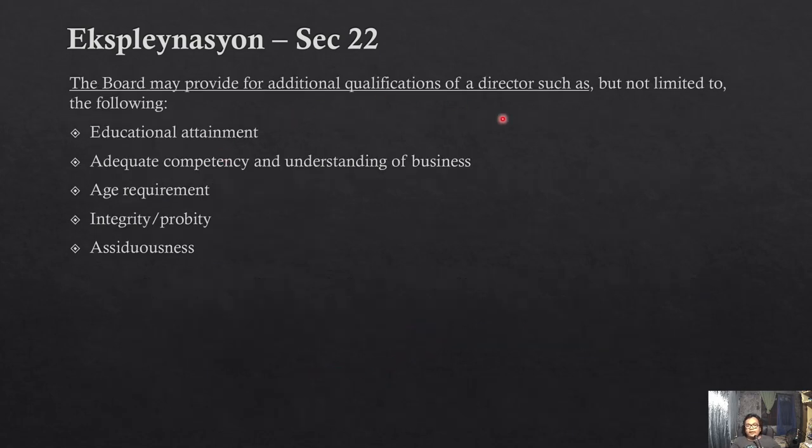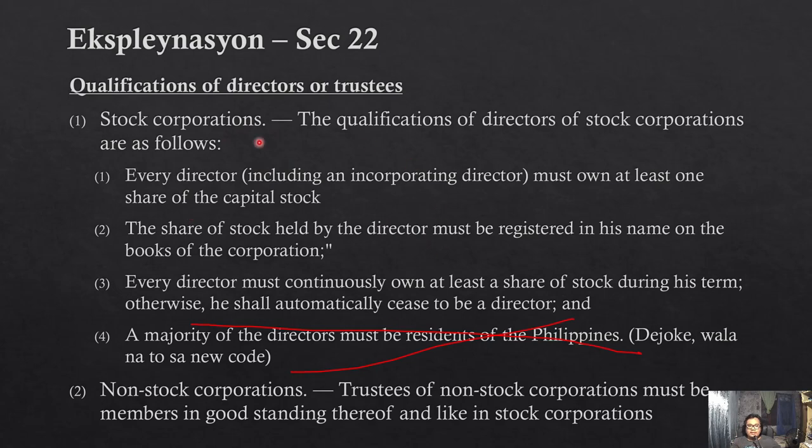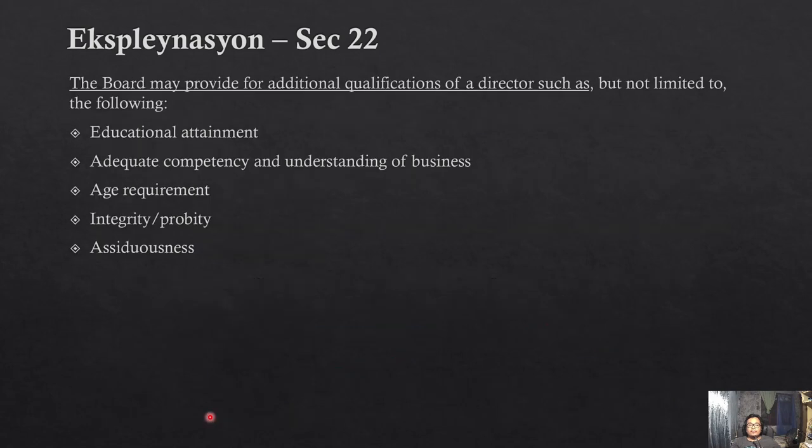Now, the board may provide for additional qualifications of the director. Pwede sila mag-provide ng additional qualifications. Kasi kung titingnan mo, simpleng-simple. As long as may isa kang stock, pwede ka maging board, qualified ka. As long as member ka, pwede ka maging trustee, qualified ka. So, para to make sure na yung mga taong mamamahala ng corporation nyo, matitino, alam ko anong ginagawa nila, pwede mag-provide ng additional qualification sa bylaws ng corporation.